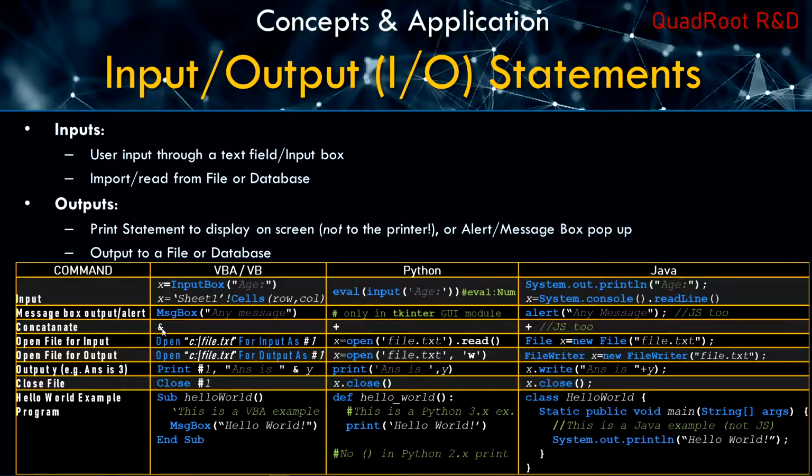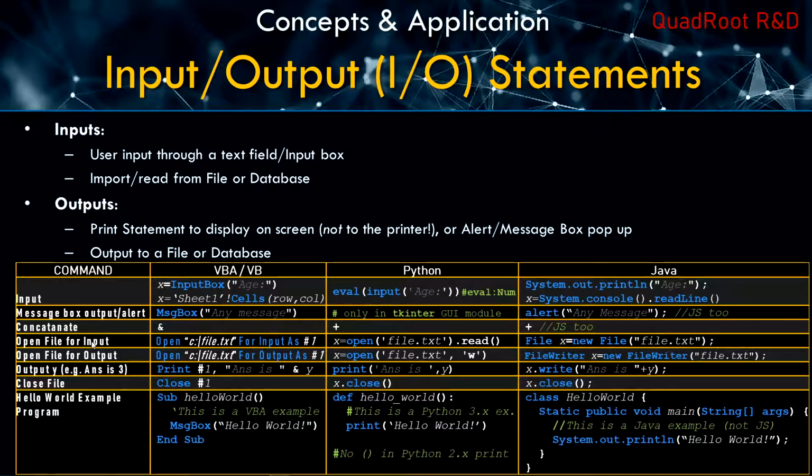So in VBA, it's the ampersand. So you would say the answer is space, close the quotes, and the variable name, which could be y. In Python, the concatenate operator is plus, and so in Java and JavaScript.